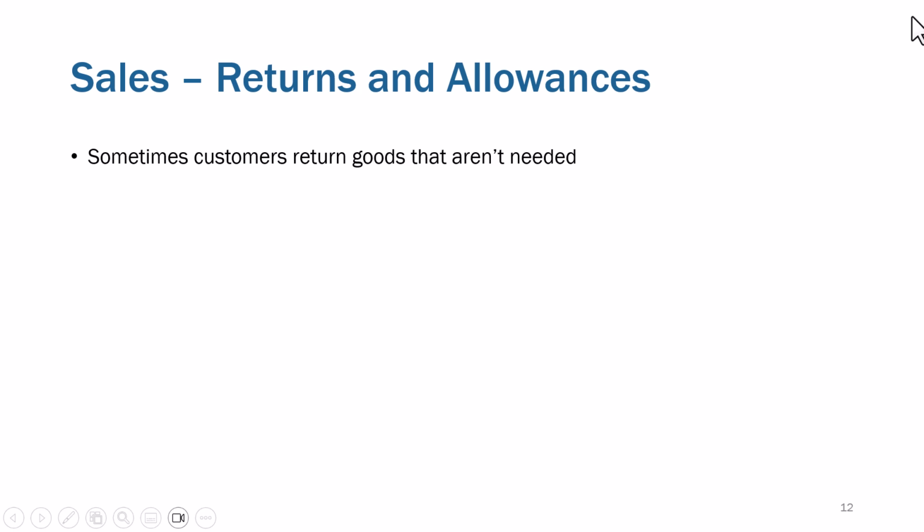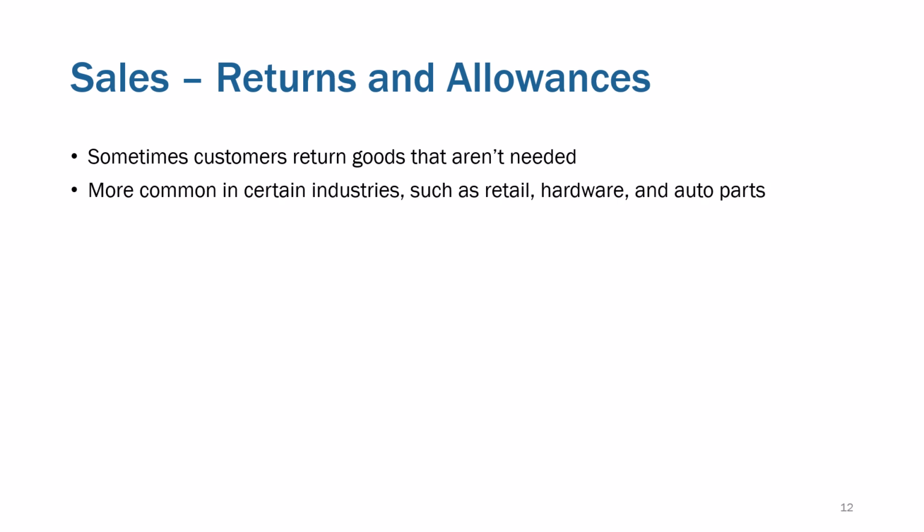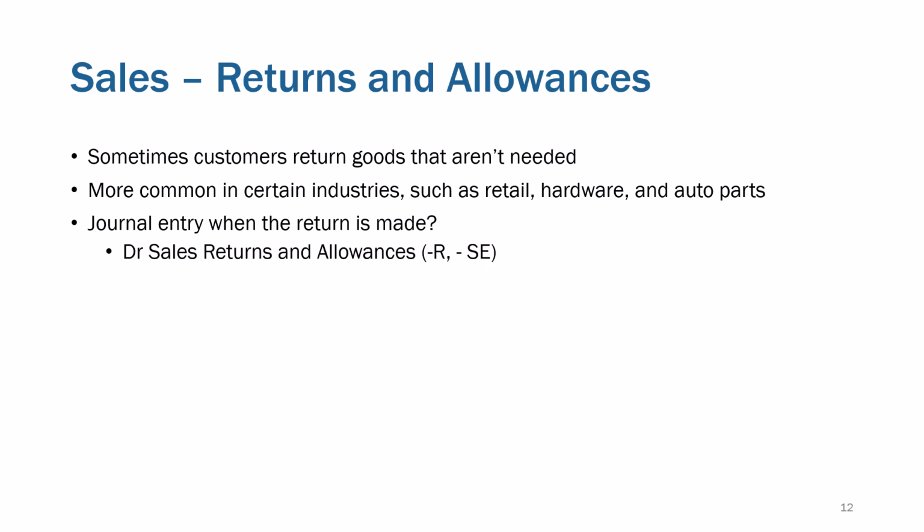All right, the third adjustment here, returns and allowances. Well, sometimes customers return goods that aren't needed. Certain industries, retail, this can happen a lot. Certain amount of hardware where people are buying extra, auto parts where they're buying extra, and then they're maybe returning certain things that way. Now, what is the journal entry when the return is made? We are not going to debit just a simple sales revenue and then credit cash. We're going to debit sales returns and allowances, which is a contra revenue.